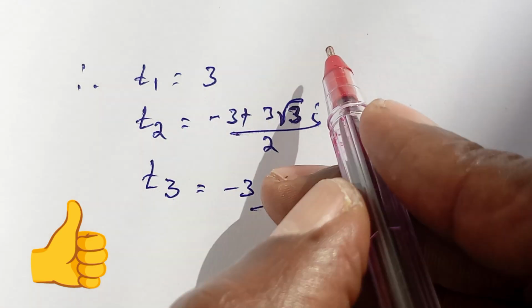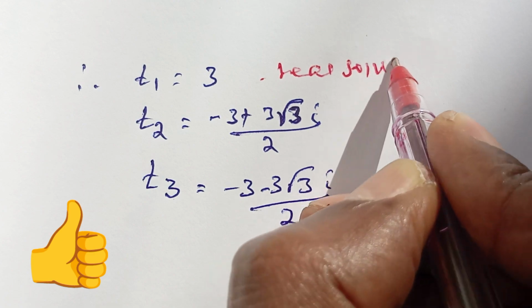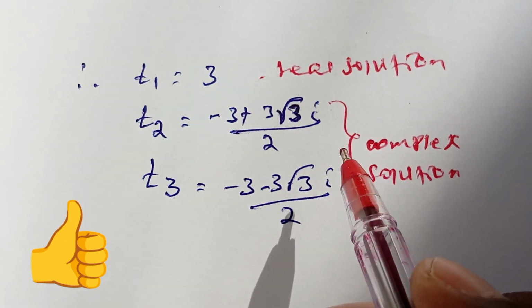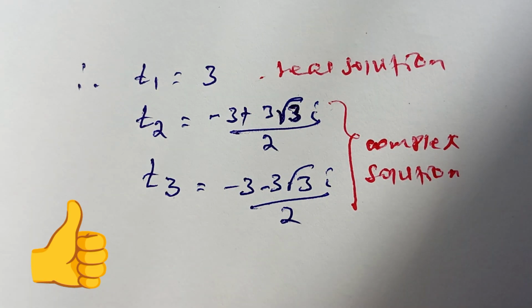t1 is equal to 3 is the real solution. There are two complex solutions and one real solution. So these are the three solutions.